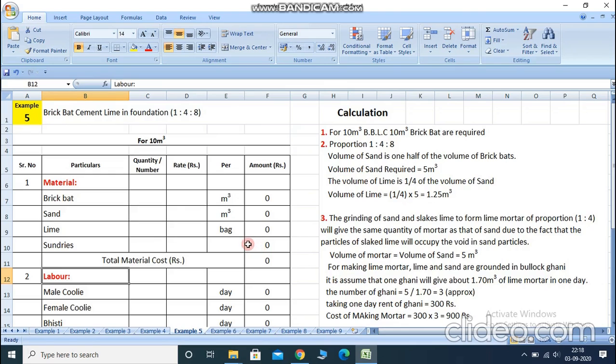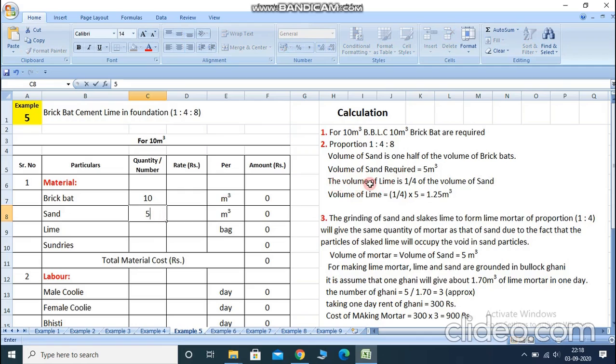So let's start the example, brick bat lime concrete in a foundation. For 10 meter cube of brick bat lime concrete, 10 meter cube of brick bats are required. The proportion of the brick bat lime concrete is 1:4:8. The volume of the sand is half of the volume of the brick bat. The volume of the brick bat is 10 meter cube, so we require 5 meter cube of sand as per the standard value.